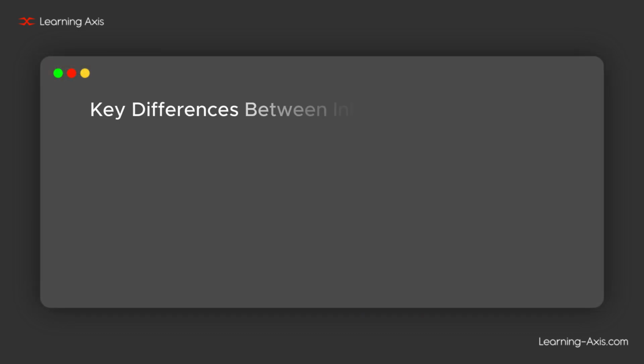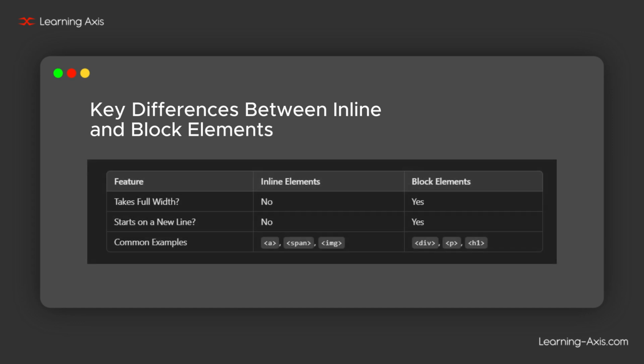Now, let's see the key differences between inline and block elements. First, inline elements don't take up the full width, they only occupy the space needed for their content. In contrast, block elements stretch across the full width of their container.